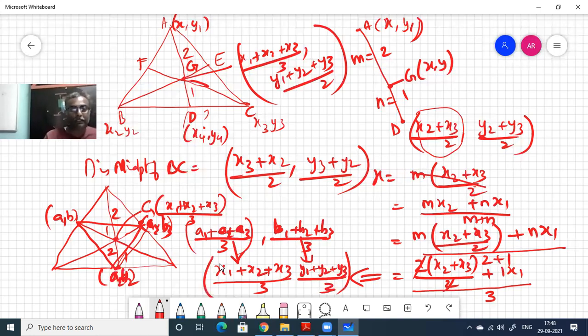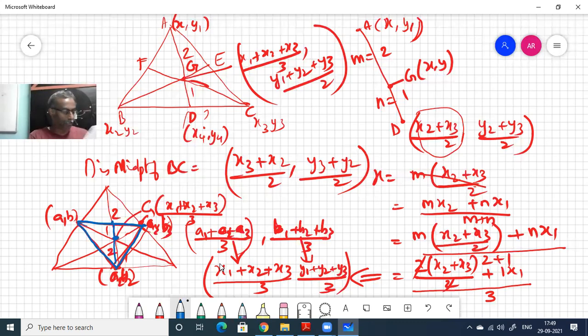Okay, so centroid G, the triangle which is obtained by joining the midpoints of the three sides. Okay, this triangle. So this triangle will also have the same centroid. Okay, you'll also have the same centroid.